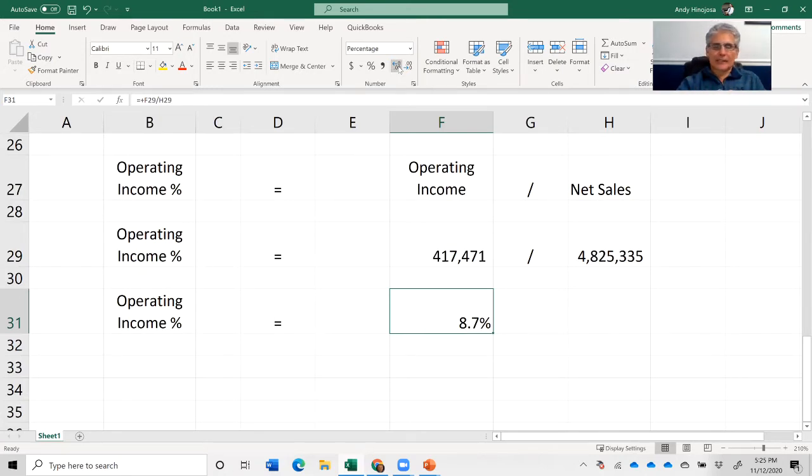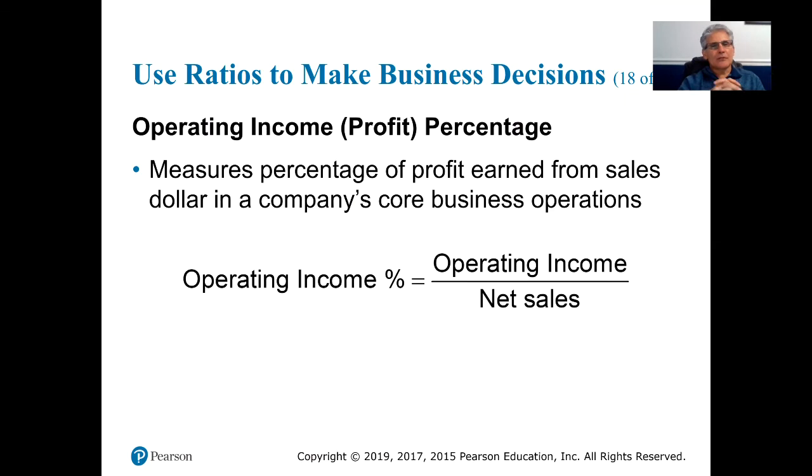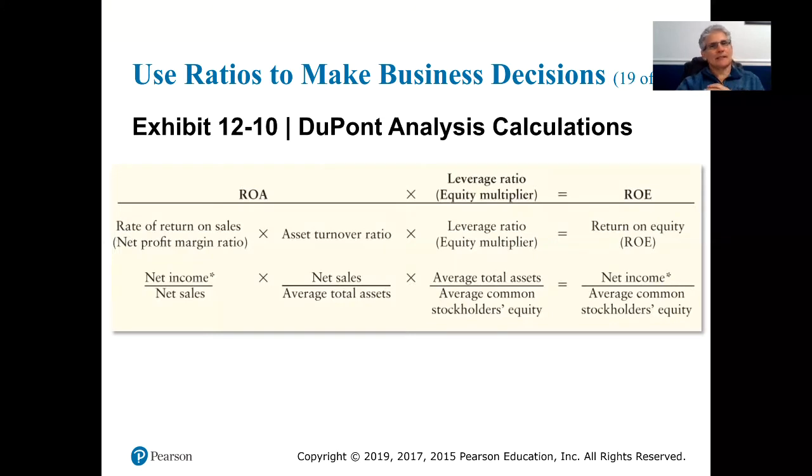Now, this is just like any other computation, even the ones we've done just a bit ago. By themselves, they're not very meaningful. We'd have to take this number and compare it to others in the same industry and make a determination as to whether this company is doing well relative to the other companies. Okay, so we just finished the operating income percentage, and now let's move on to the next.